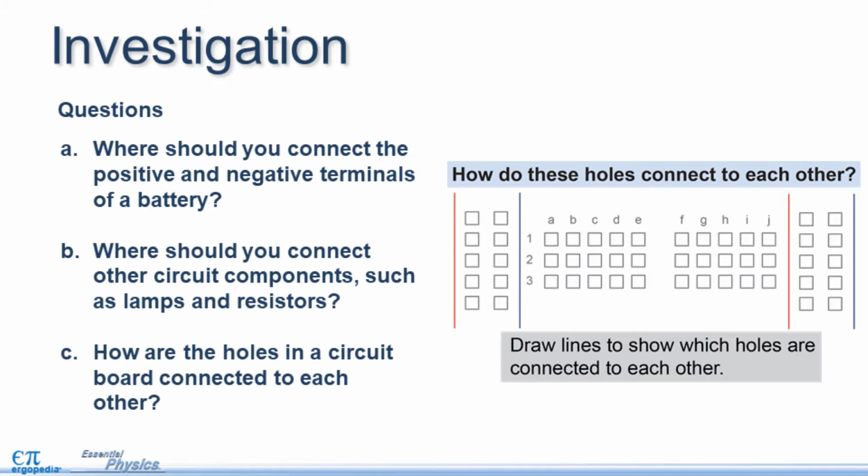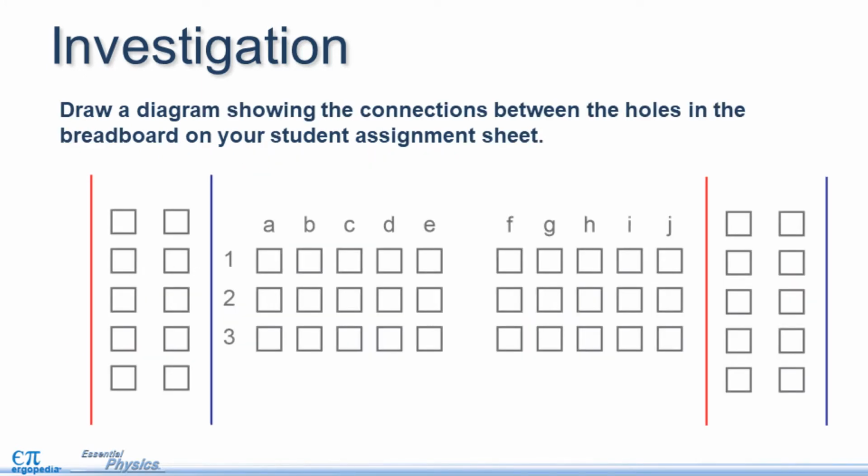Where should you connect the positive and negative terminals of a battery? Where should you connect other circuit components such as lamps and resistors? How are the holes in the circuit board connected to each other? Draw a diagram showing the connections between the holes in the breadboard on your student assignment sheet, which you will get tomorrow.